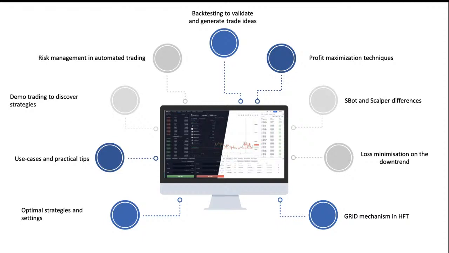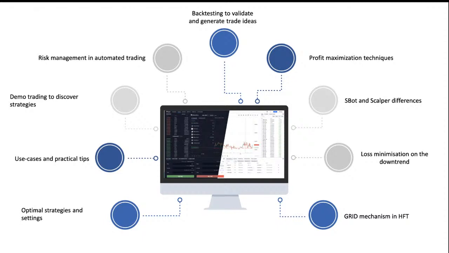We will also go through the risk management that is used in automated trading, like stop loss, extreme pump and dumps, so how the system avoids them, and some other tricks. Backtesting, so I will tell you exactly what the backtesting is all about, how to use it to validate and generate trade ideas. Profit maximization techniques used in all of the bots, differences between the S-bot and the scalper, and the new topic for today will be loss minimization on the downtrend.